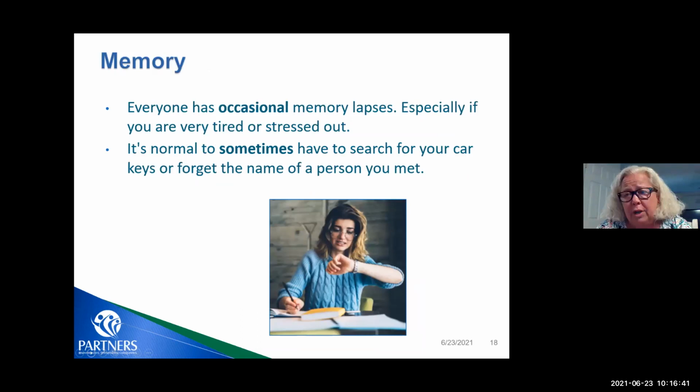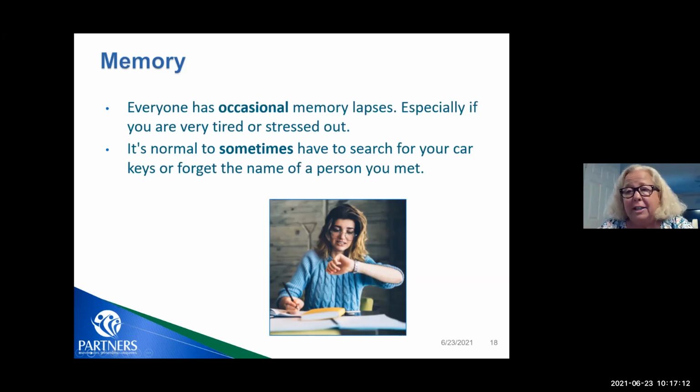And speaking of memory, and this always comes up in every discussion when you talk about memory, everyone has occasional memory lapses. And people always, especially people that are my age, when you start talking about memory loss, they're like, God, I forgot this and I forgot that, and they start worrying about it. But everybody has occasional memory lapses. This happens most likely if you're very tired, if you're very stressed out, if you've been sick.